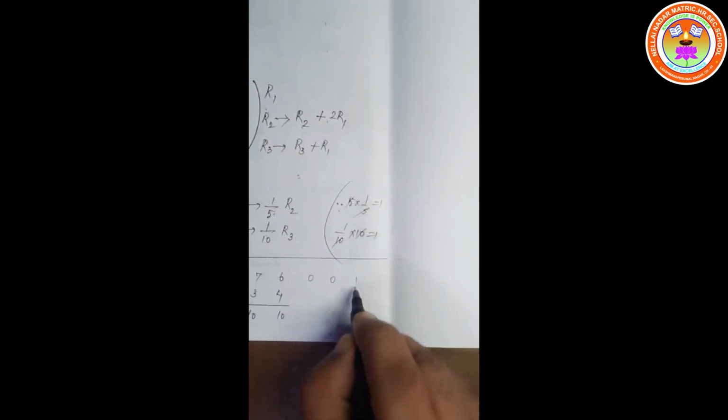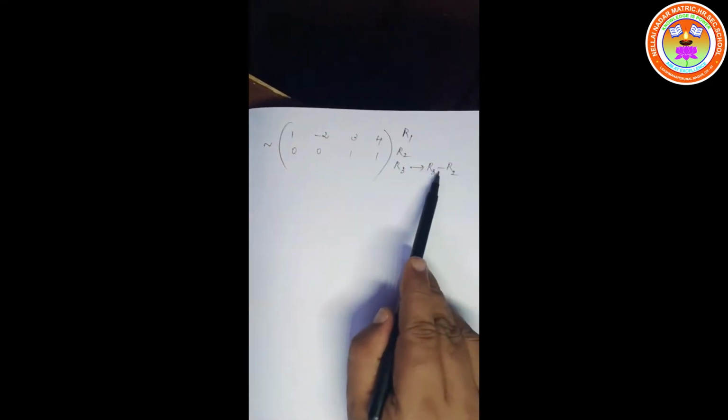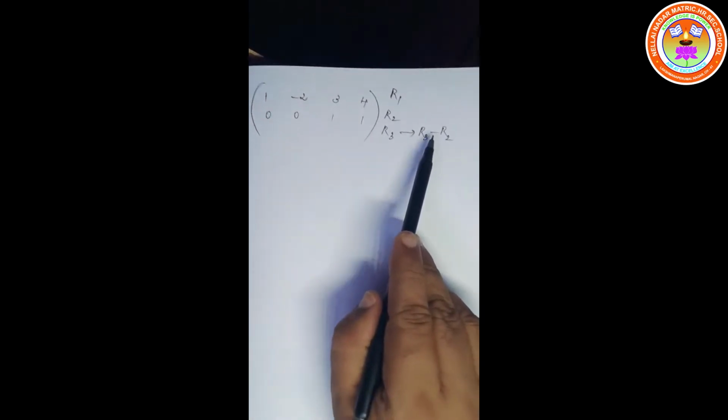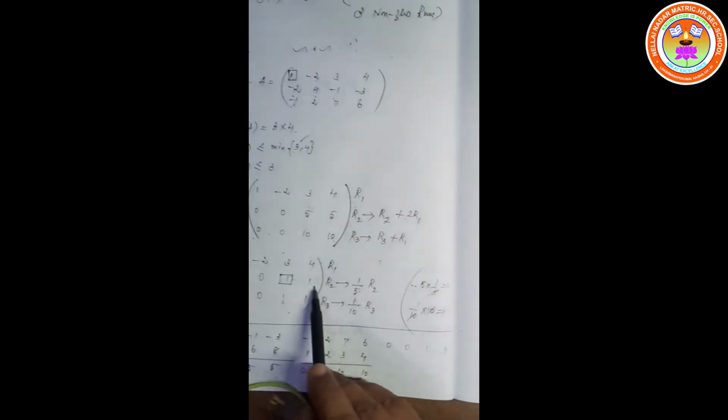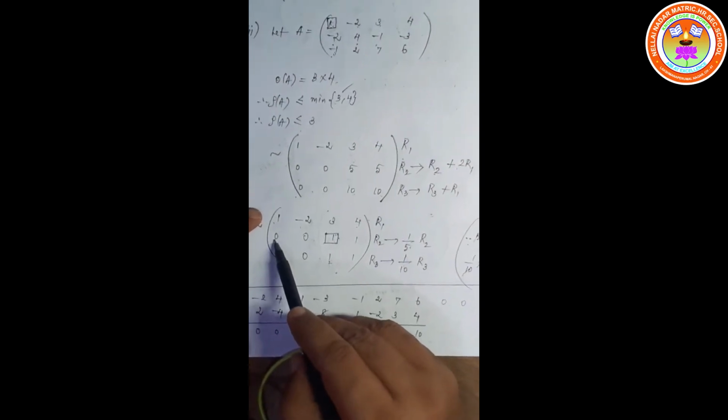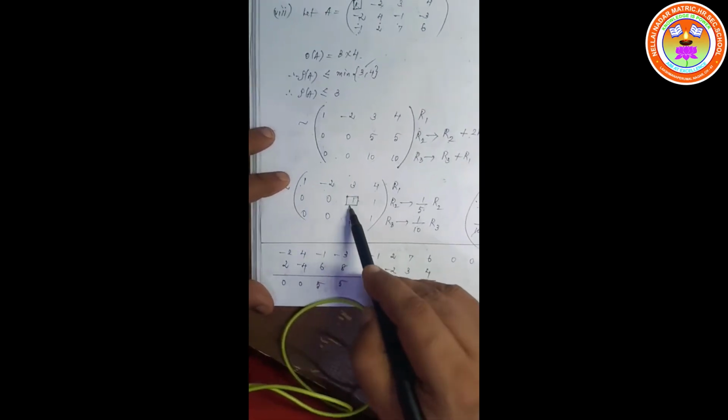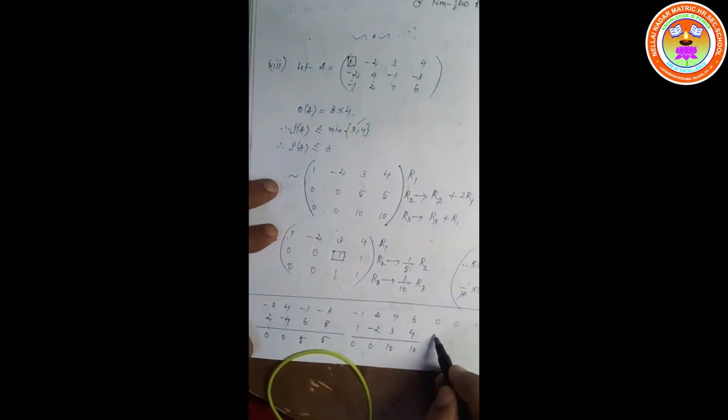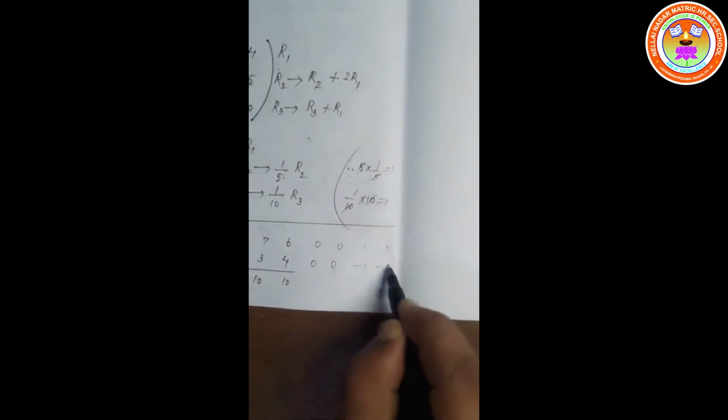I do the calculation here. R3 is 0, 0, 1, 1. R2 should be multiplied by minus 1. Here is R2, multiplied by minus 1: 0, 0, minus 1, minus 1. Right, here 0, 0, minus 1, minus 1.